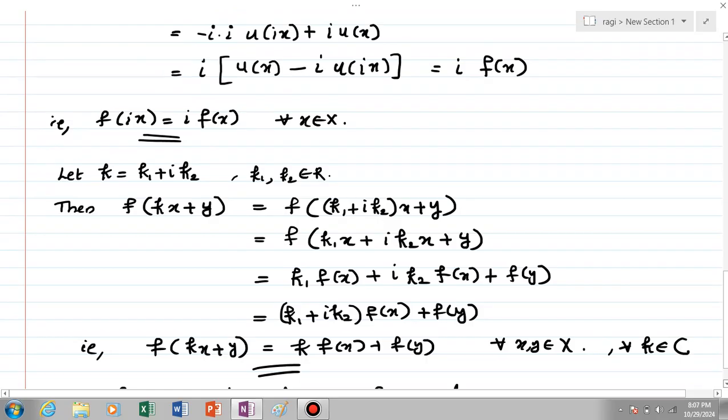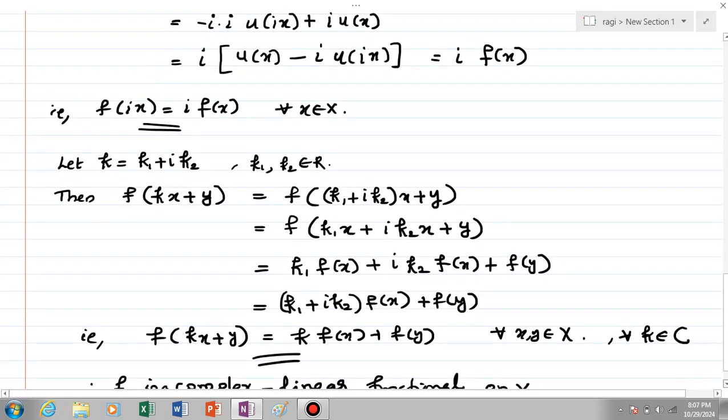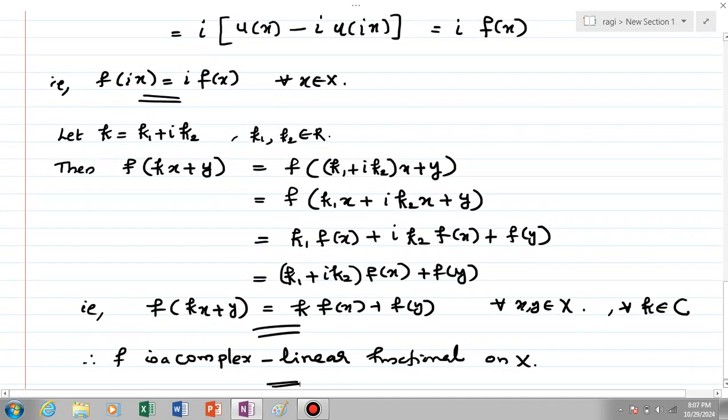Choosing k element of C, we can write k as k1 plus i k2, where k1 and k2 are real numbers. Substituting that, we can see that f of kx plus y is equal to k into f of x plus f of y for every x, y element of capital X and for every k element of C. This shows that f is a complex linear functional on capital X.